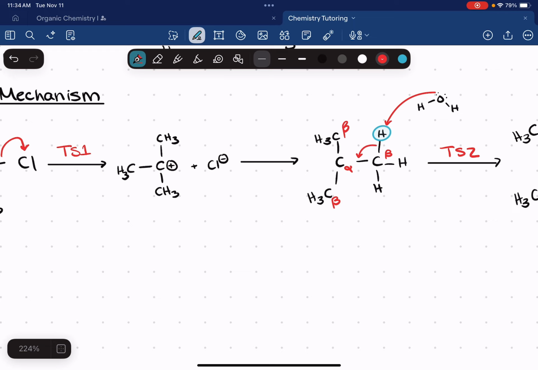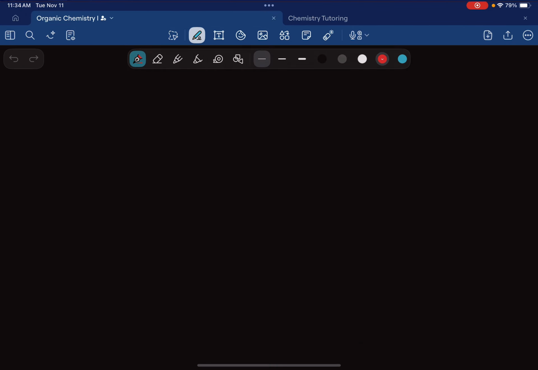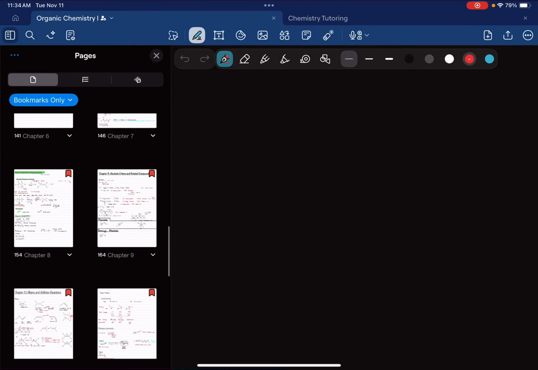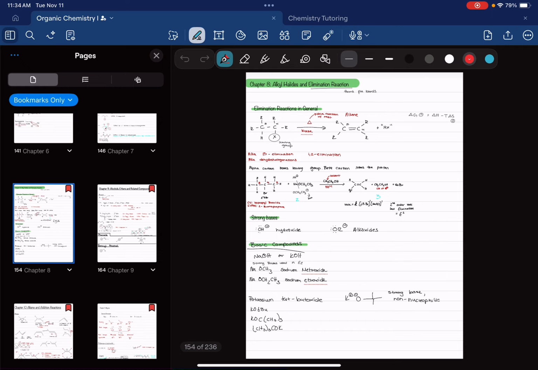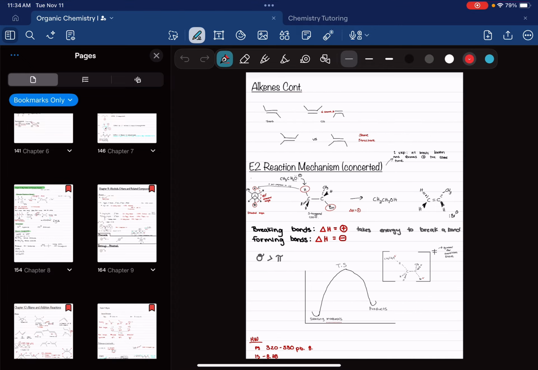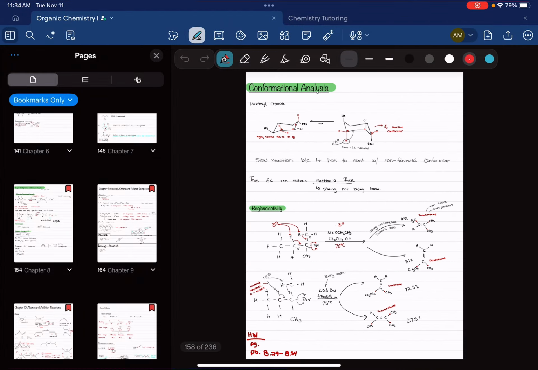I don't think you guys get reaction coordinate diagrams of this one. I didn't include it in my notes, so let me see. This is chapter 8. That's for E2. I'm not seeing one for E1.